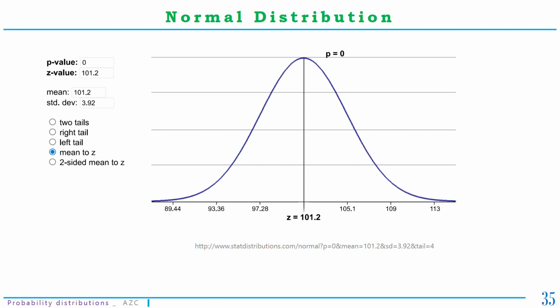The normal distribution is defined by its mean and its standard deviation. So if you know the mean and standard deviation of any data set, you can directly get the normal distribution plot from statistical software or from a website.